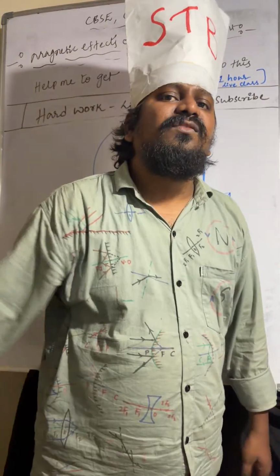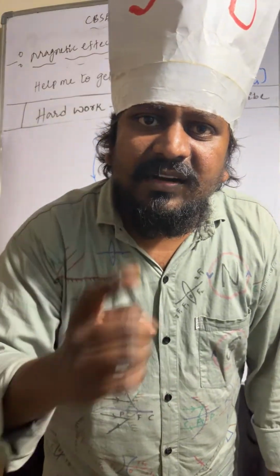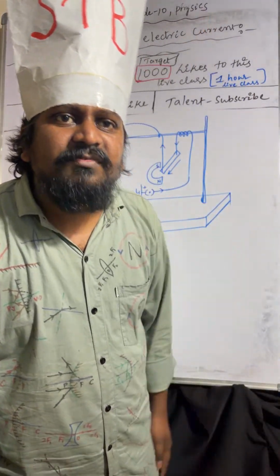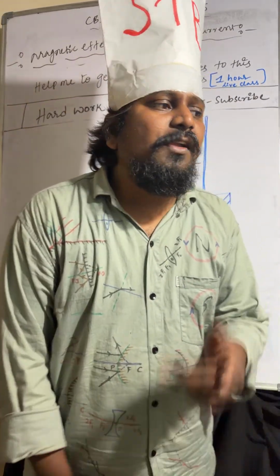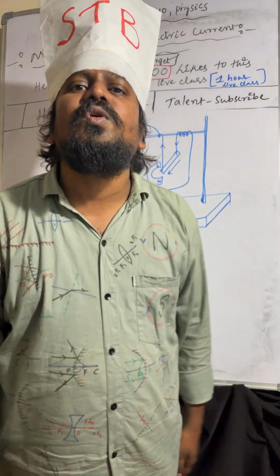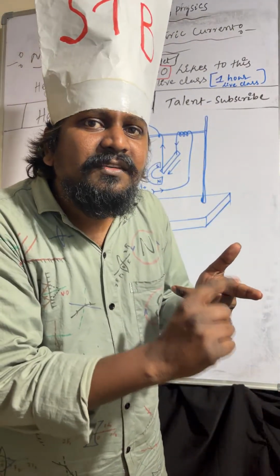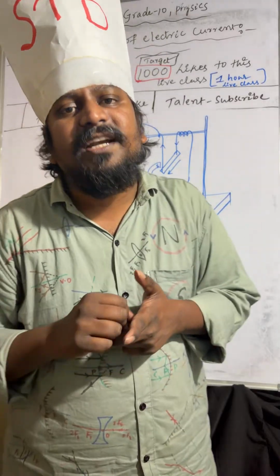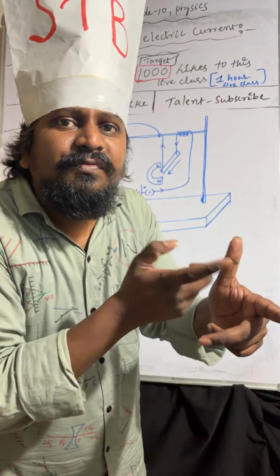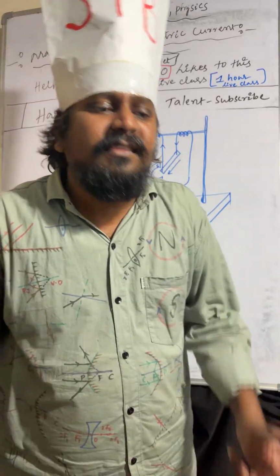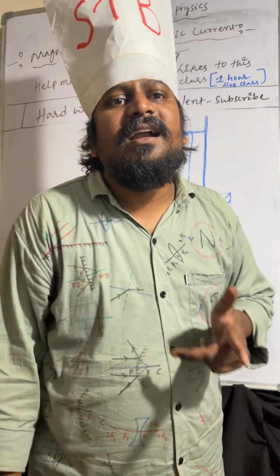That rule is Fleming's left hand rule. By using Fleming's left hand rule, we can identify the force. The index finger shows the magnetic field, the middle finger represents the current direction, and the thumb represents the force acting on the conductor.